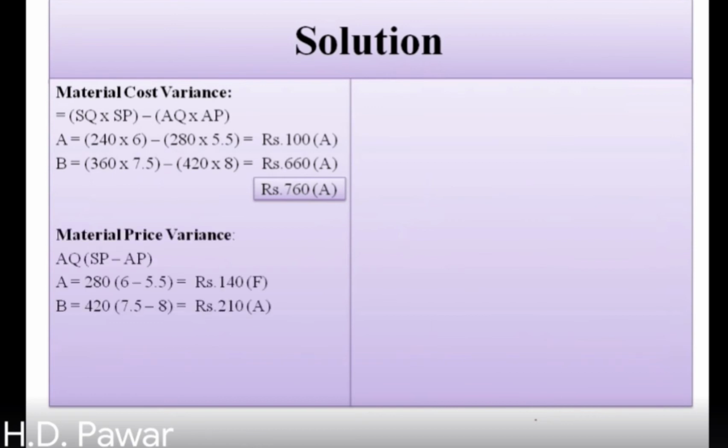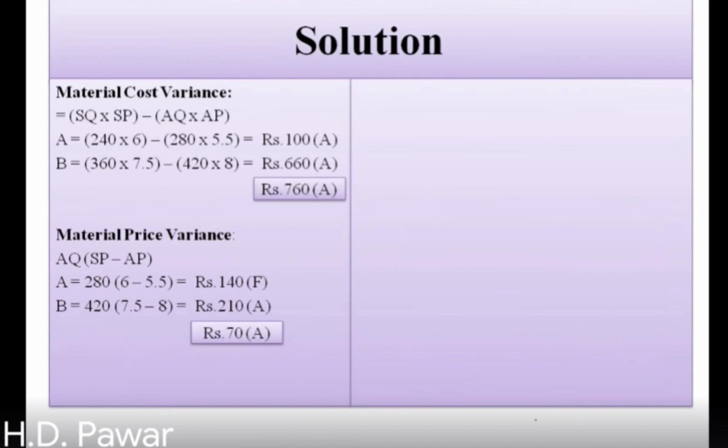Okay. Second is material price variance. Actual quantity in bracket standard price minus actual price. Calculate for A and for B both and then make the total. Mind well, you must calculate the example like this.